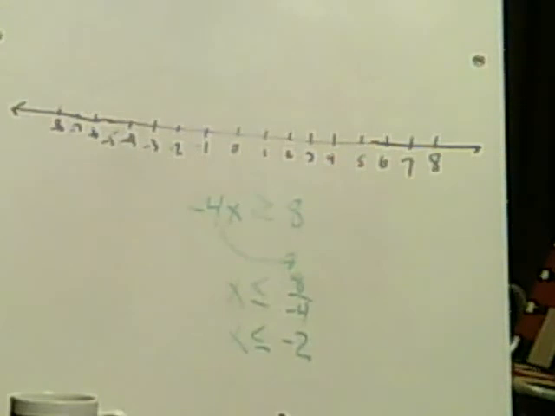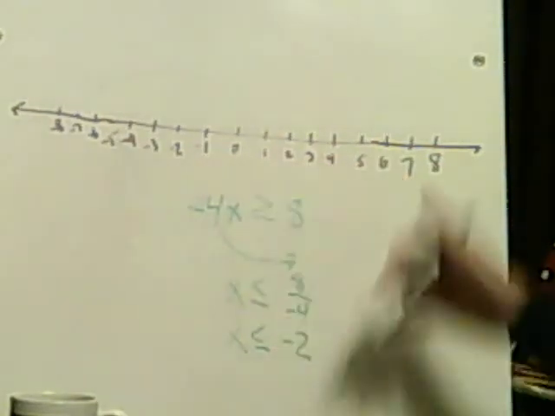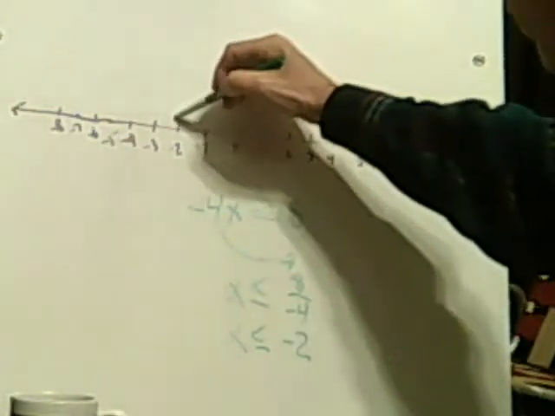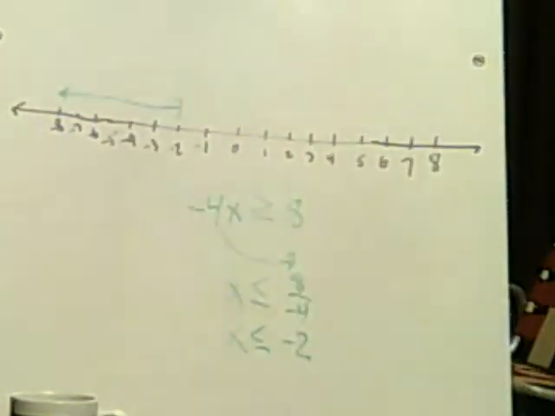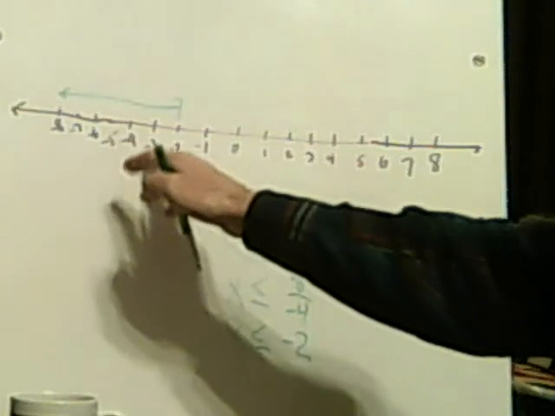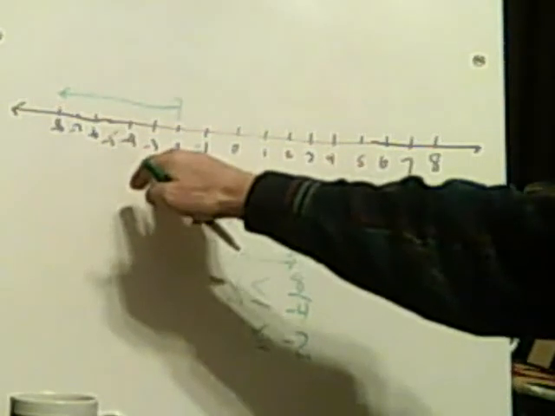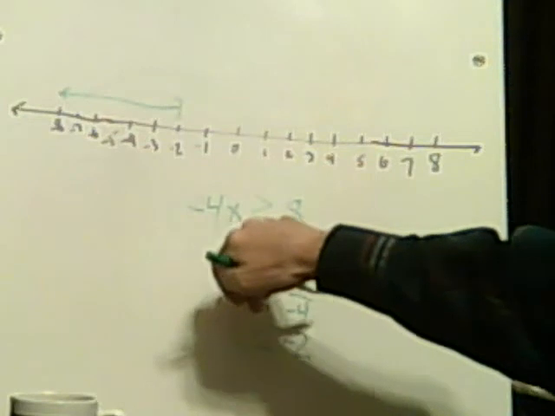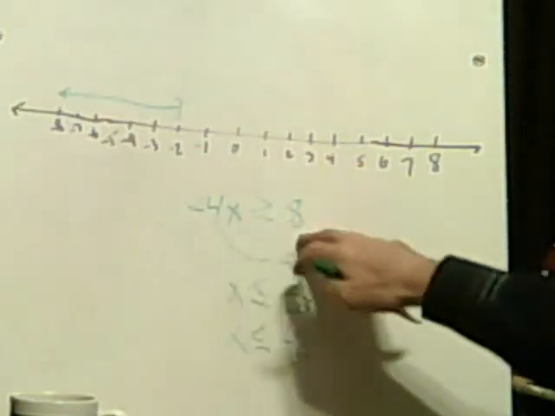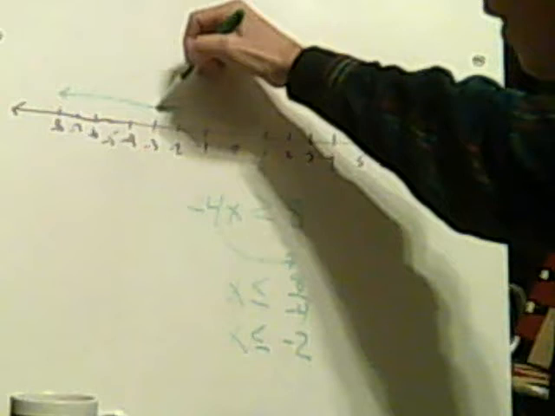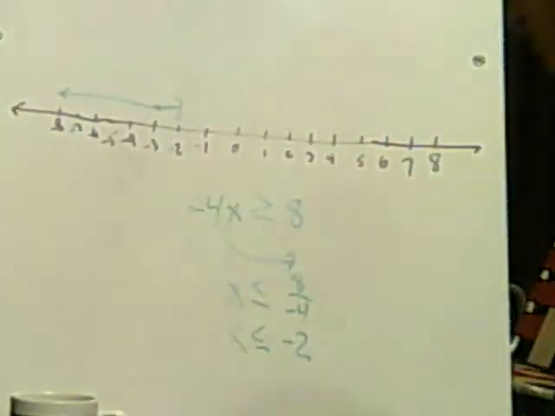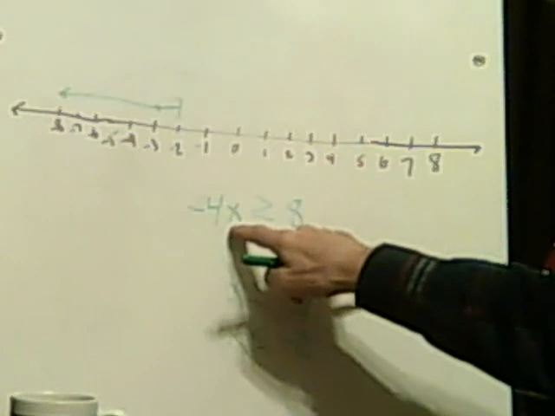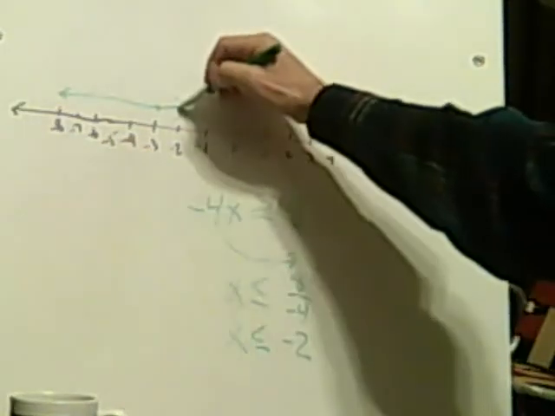Now let's see if this makes sense. Okay, we're going to do a check on this. Negative 2 less than or equal to. Okay. Now, for example, if x is equal to negative 3, negative 4 times negative 3 is positive 12, and positive 12 is greater than or equal to 8. So that's included in the set. So you can see we went in the correct direction. When x is equal to negative 2, that's included.